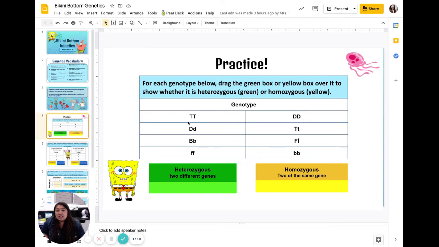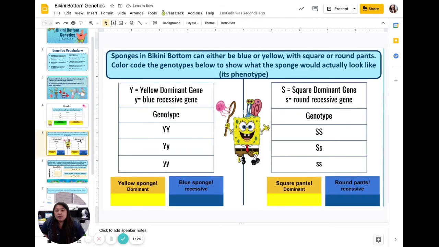So if we take a look at this, the first one is two capital letters. This is two of the same gene, in other words, two of the same allele. So you're going to drag the yellow box on top of that because it's homozygous. So you're going to do that for all 8 of these. And then afterwards, you're going to move on to this.